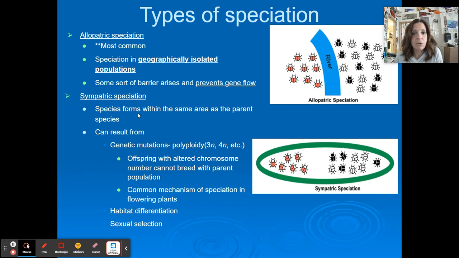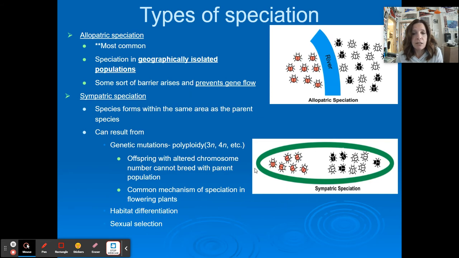Sympatric is where it happens in the same area. So this is an example of sympatric. And so they speciate even though they live in the same area. And this can result from mutations, polyploidy, where instead of 2N, an offspring has 3N. And it's a new species. It can't mate with the parent population. So that would be this first one. This happens in flowering plants.